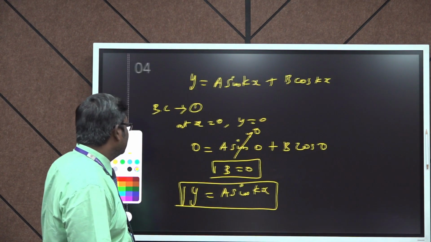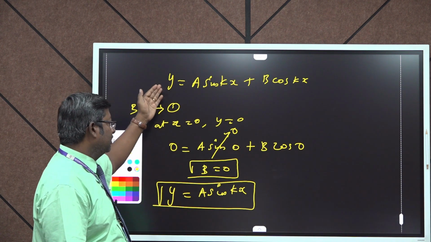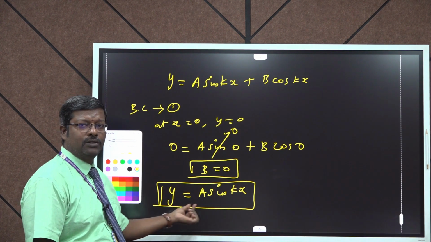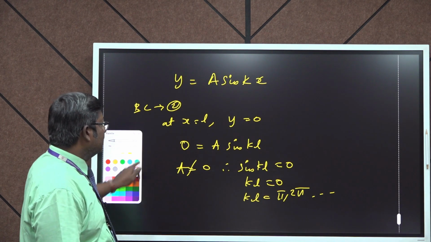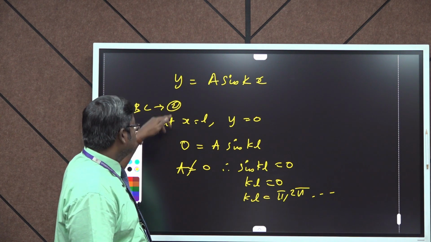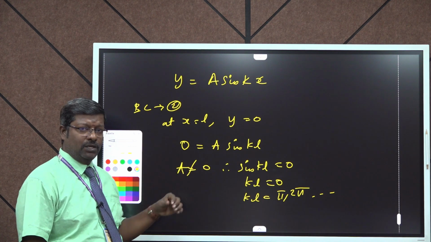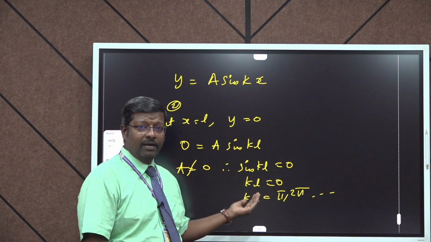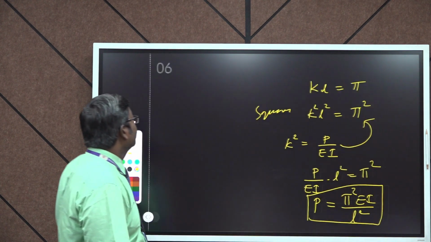We have considered the first boundary condition, that is at x equal to 0, y equal to 0, in the y equation. We have got b as 0. So, the final y equation is y equal to a sin kx. Now, the second boundary condition, that is at x equal to L and y equal to 0, is applied. So, the final equation is 0 equal to a sin kL. We know the constant a should not be equal to 0. So, sin kL is equated to 0. So, kL is equated to pi, 2 pi and so on. Here kL is equated to pi.